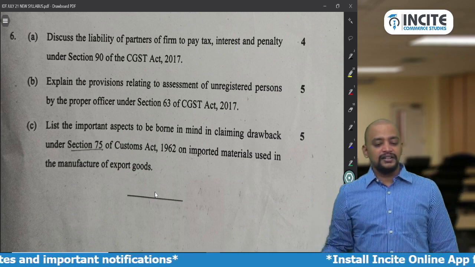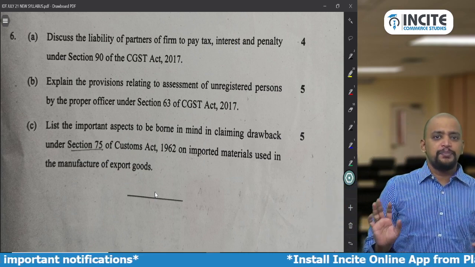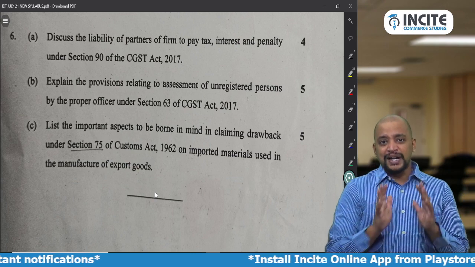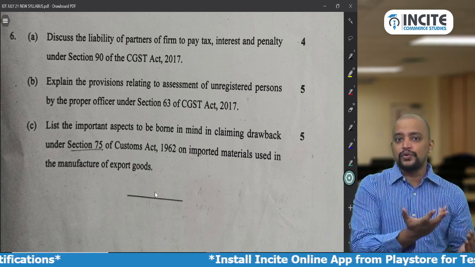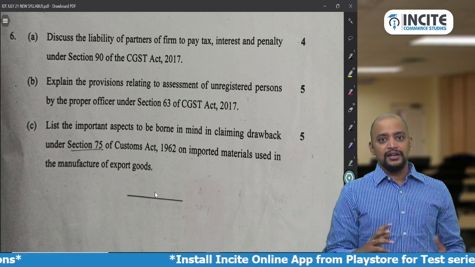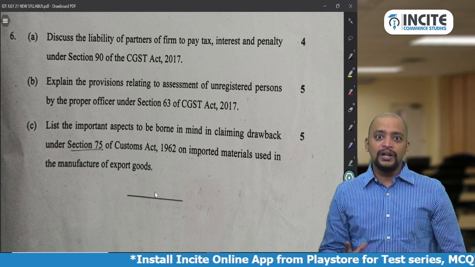Overall, I feel the paper is pretty easy except for the first question, as students felt. Remaining questions are easy. Okay. So this is an easy paper only.